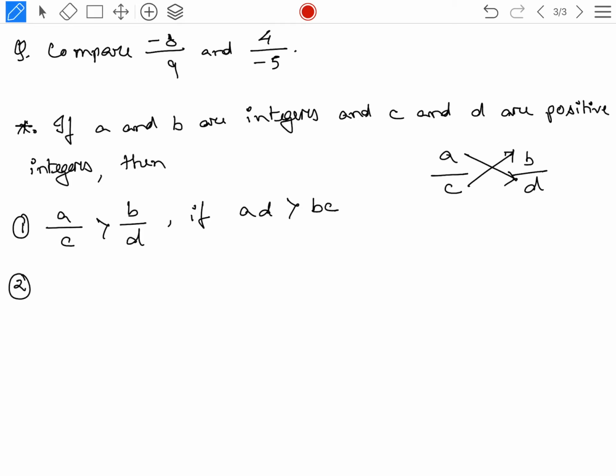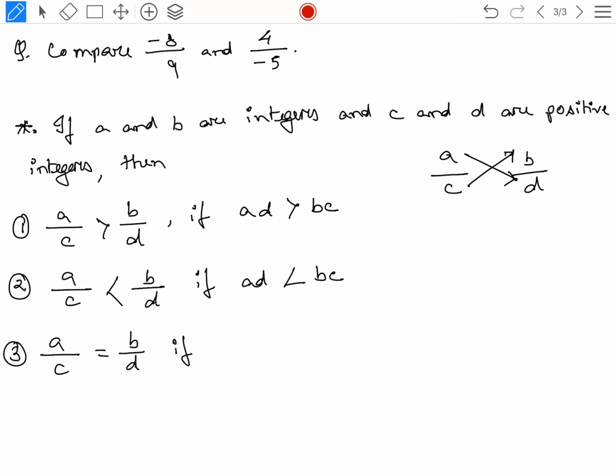Second one, A by C will be less than B by D if AD is less than BC. Then the third one, A by C will be equal to B by D if AD is equal to BC. Understood? So these three rules you need to remember. Understood? So this one we'll understand from the question. This question I have given here, we'll understand from the question.